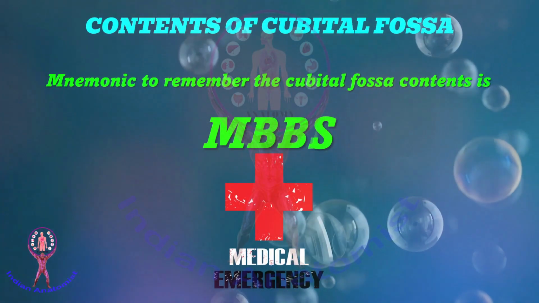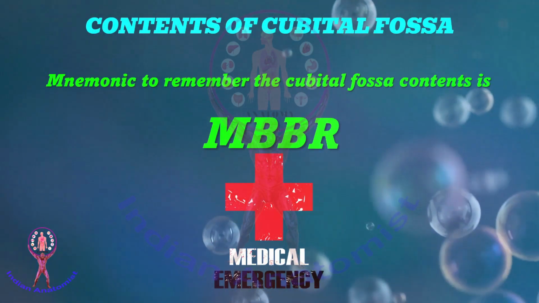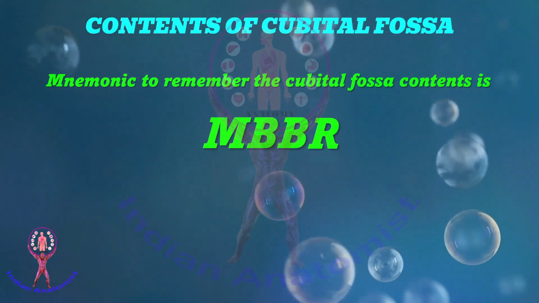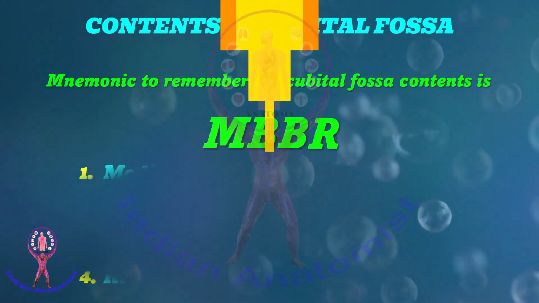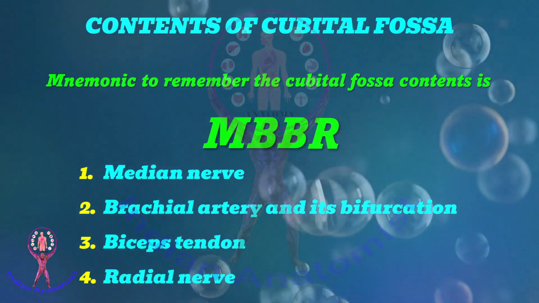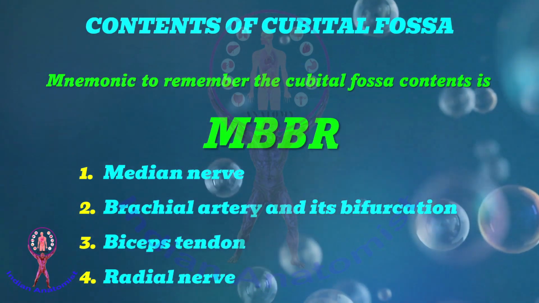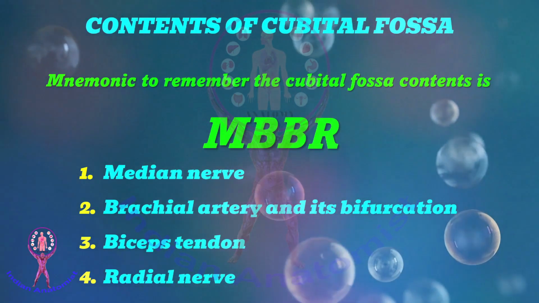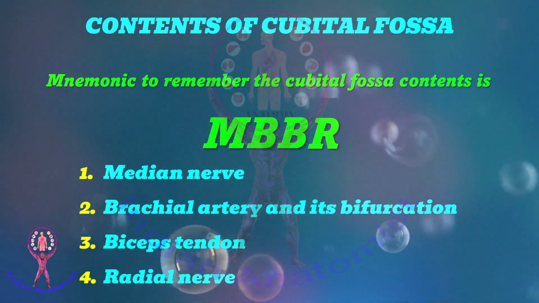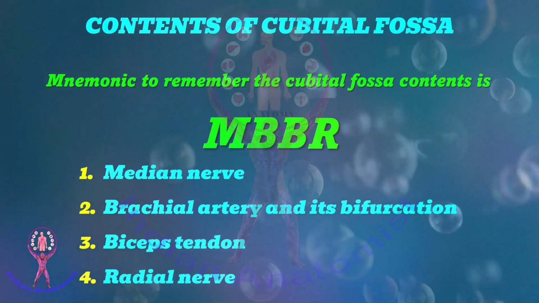The mnemonic to remember the contents of the cubital fossa is MBBR. M stands for median nerve, B for brachial artery and its bifurcation, B again for biceps tendon, and the R stands for radial nerve.